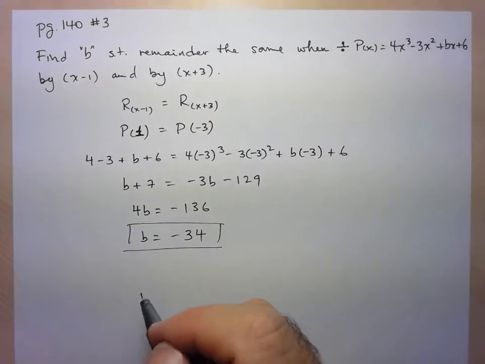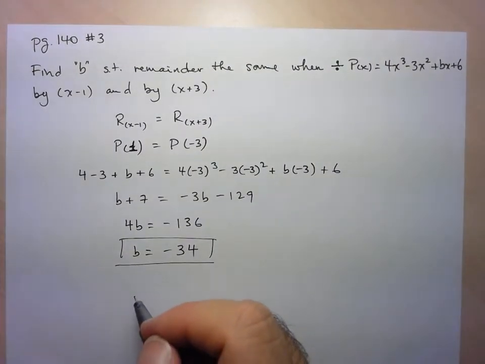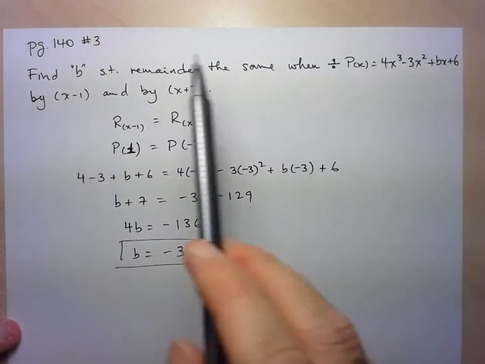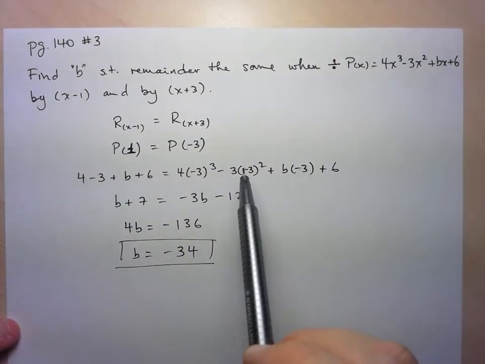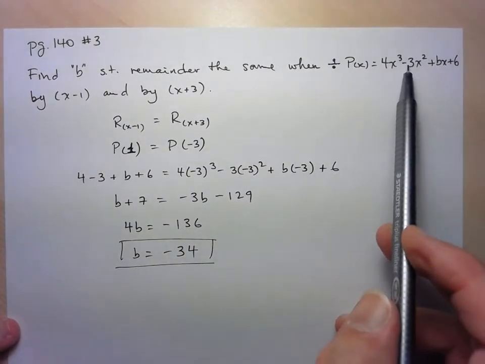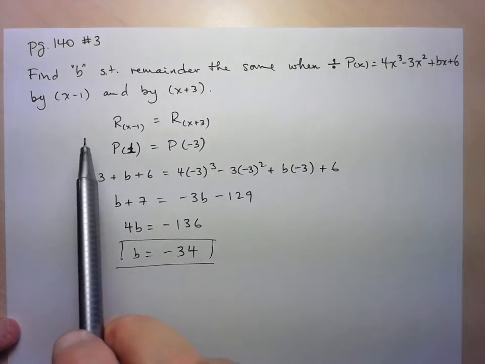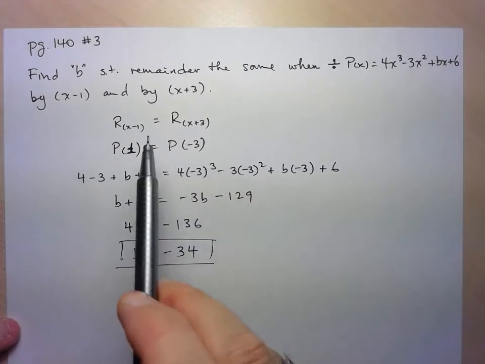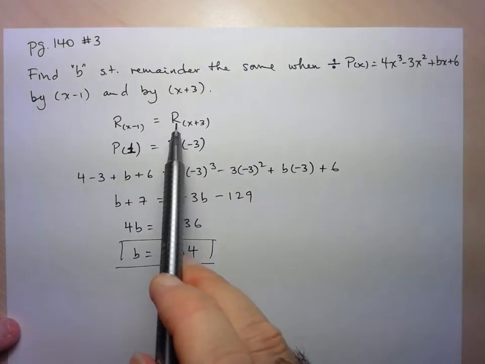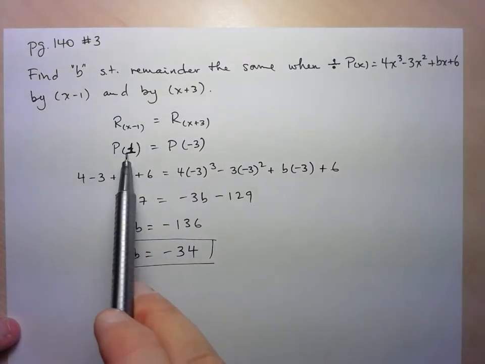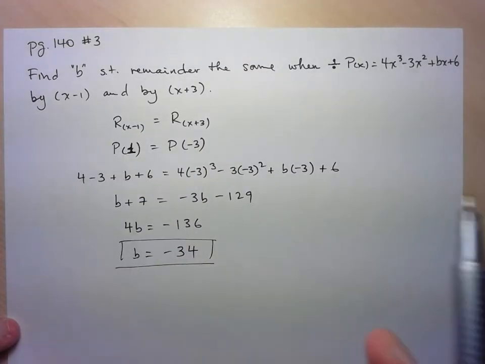Okay, so let's recap. In this question, I was looking for an unknown coefficient in a polynomial, and the information I was given was that I was dividing this polynomial by 2 different linear divisors, but the remainders had to be the same. So I equated the remainders, and I realized that I could use the remainder theorem to determine each of those remainders. In this case here, p at 1. In this case here, p at -3. Okay, that's it for this one.